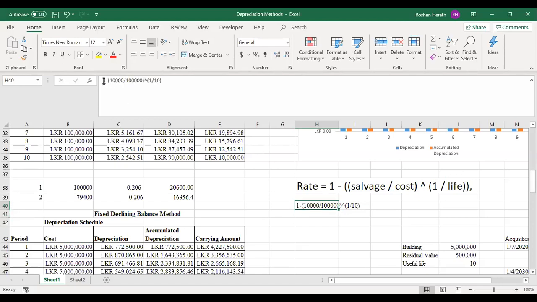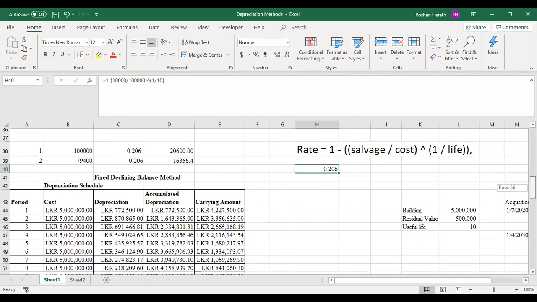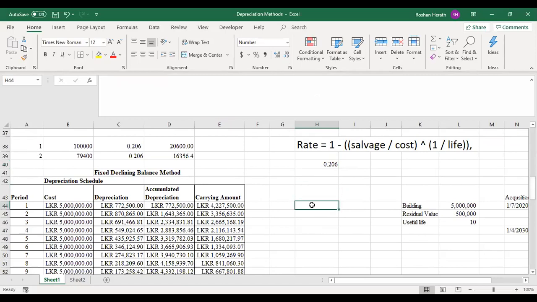So let me take the equal sign over there. So it comes as 0.205, right? Having got to that particular figure, let me round that to 3 decimal places. It's a must. Otherwise, it's not going to work. So rounding that to 3 decimal places, you can get into the depreciation.